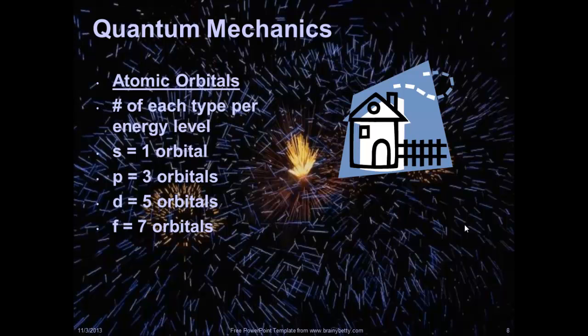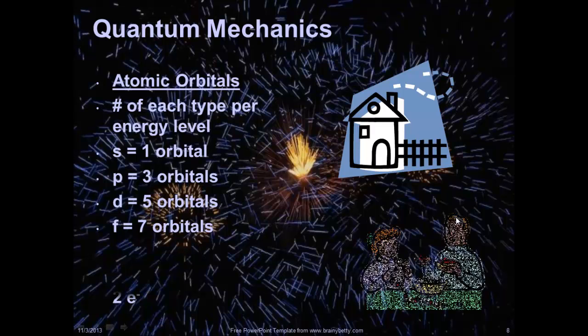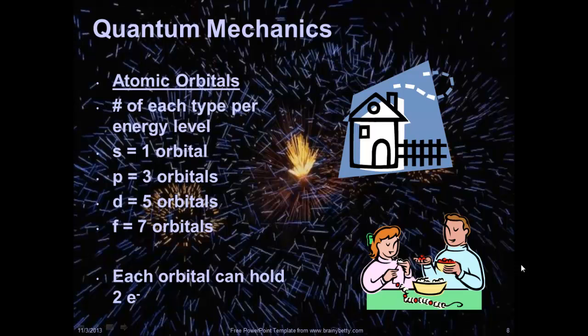And just like you could possibly have more than one person living in one house for that address, you can have up to 2 electrons in each orbital. So each orbital can hold 2 electrons, or each house can have 2 electrons in it.